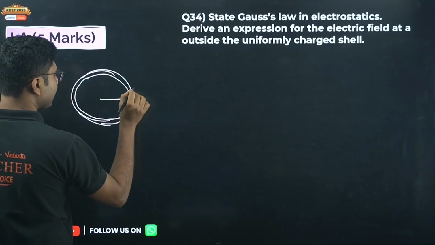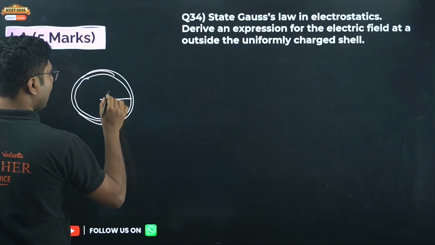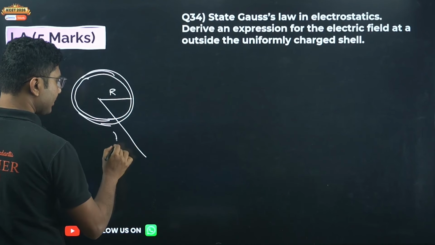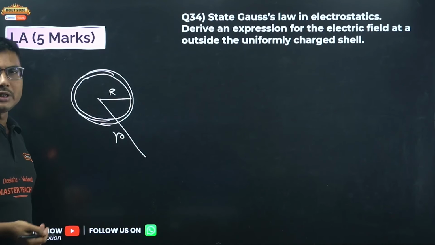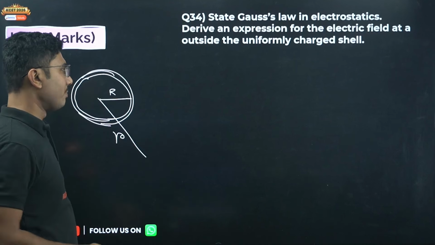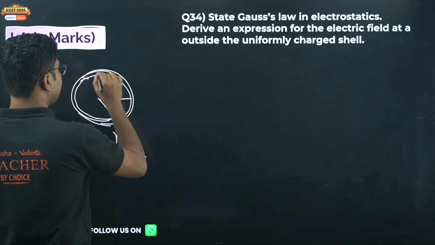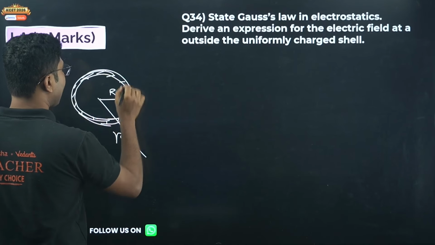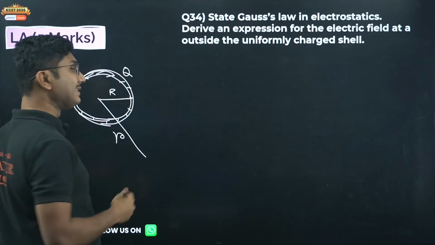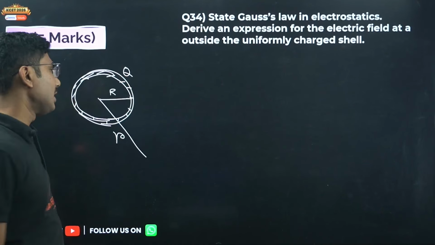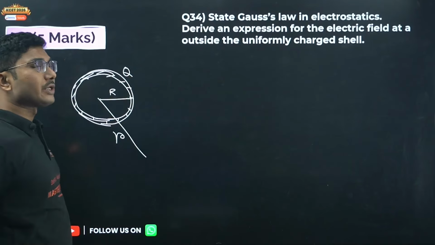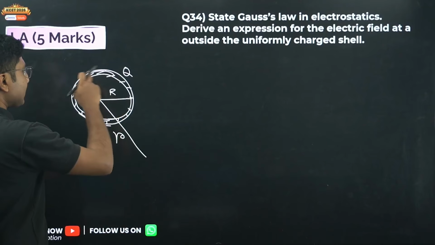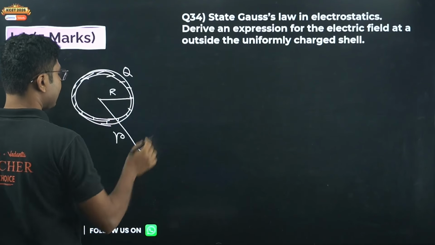The radius of the shell, say, is given by capital R, but we are trying to find the electric field at some distance, small r, and we are using Gauss's law. Okay, so now say the total charge on the shell. There is an advantage of this derivation. If this derivation comes, it is the easiest derivation. The total charge on the surface of the sphere can be considered capital Q.